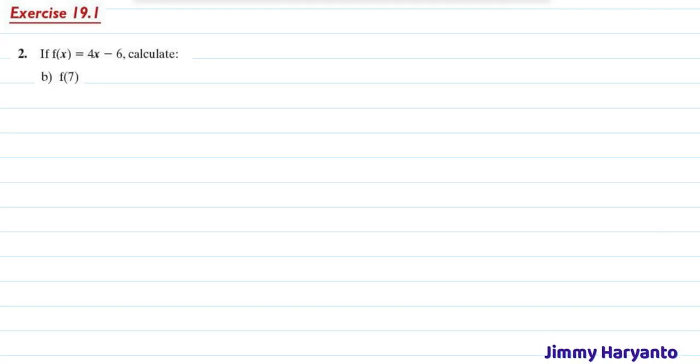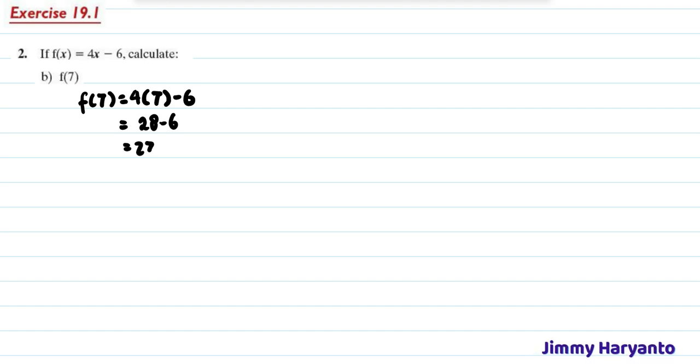And then next, still in 19.1, question 2. Right now we are going to calculate f(7). f(7) means 4 times 7 minus 6. So the answer is 28 minus 6 equals 22.